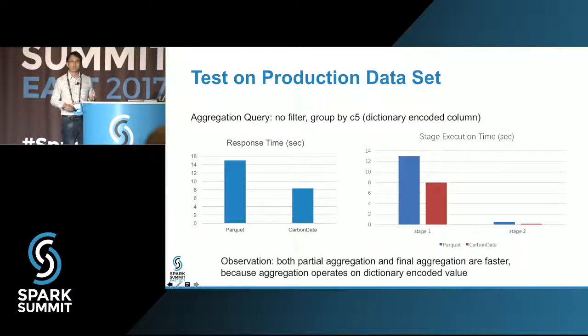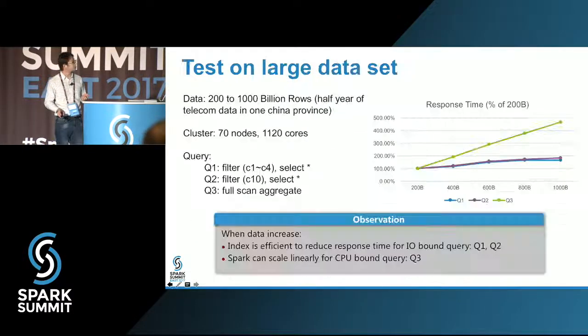This is for the aggregate query example. In this query, there's no filter and it groups by one C column, which is a dictionary encoded column. You can see the execution time, CarbonData is half of Parquet. And if you open up the stage execution time, for both stage 1 and stage 2, the partial aggregate and the final aggregate, the CarbonData stage takes less time than the Parquet stage.